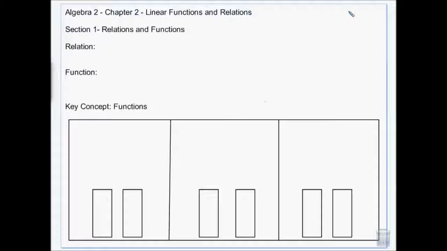So a relation is just any relationship between numbers. So every equation is a relation. Every expression is a relation. It's any kind of relationship. But functions are special. Functions are special relations.